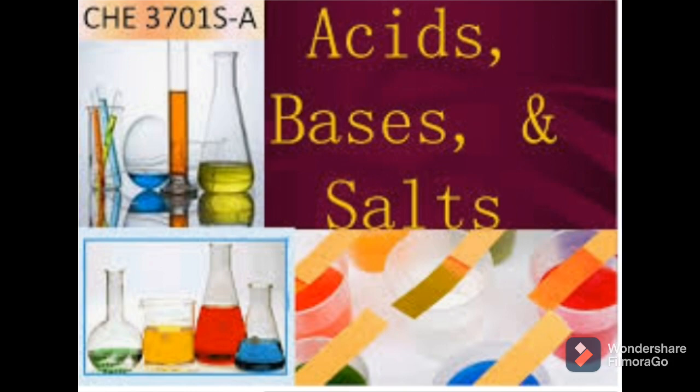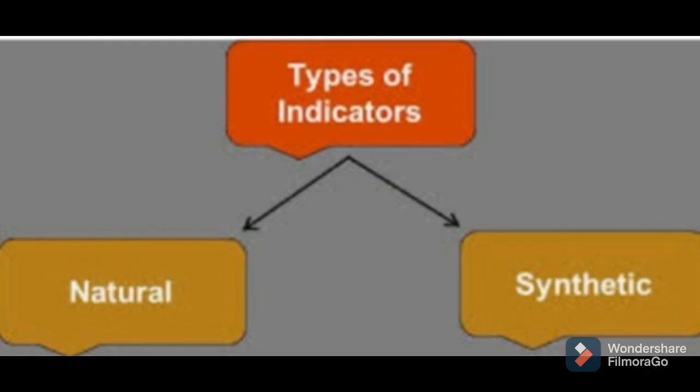Students, the substance which is used to identify whether the given substance is acid or base is called an indicator. I again repeat, the substance which is used to identify whether the given substance is acid or base is called an indicator. Mainly, there are two types of indicators, natural indicators and synthetic indicators.